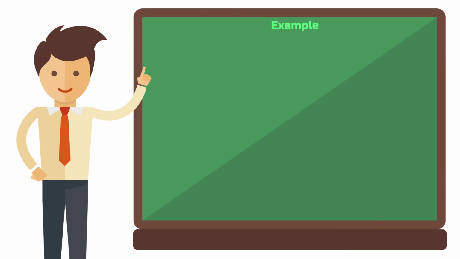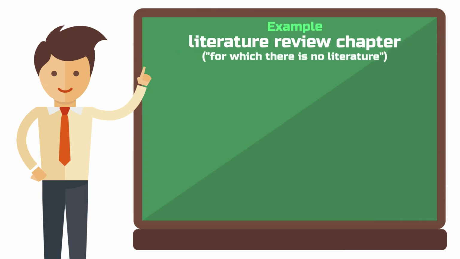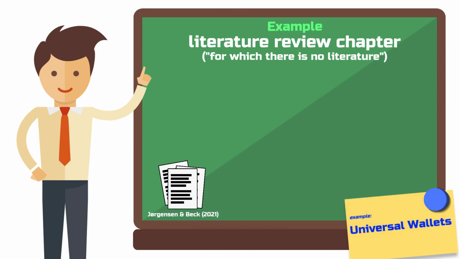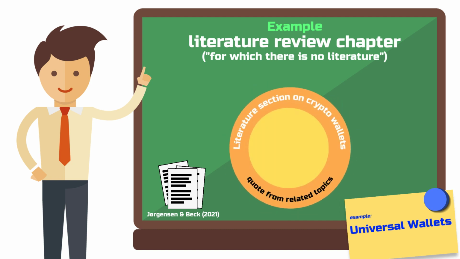As luck would have it, I found an excellent example. In their paper on universal wallets, Jørgensen and Beck did almost exactly that. They start not with the topic of digital wallets, but directly with crypto wallets. That's how they begin their review section. When it comes to universal wallets, they continue to cite literature. But if we take a closer look, we realize that this literature has nothing directly to do with the term. The chapter is a perfect donut.